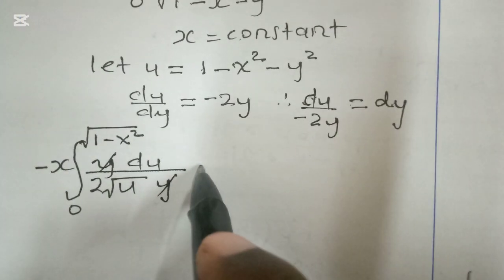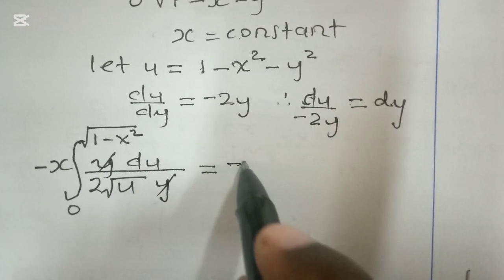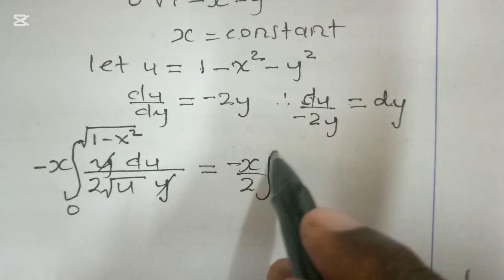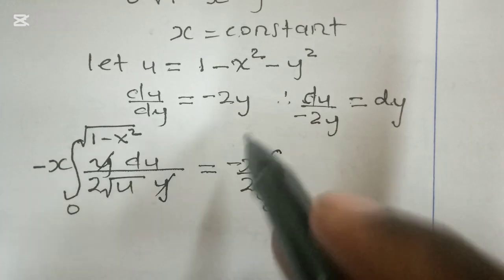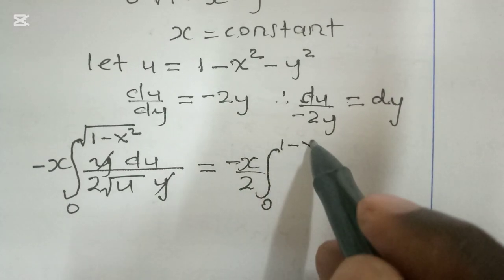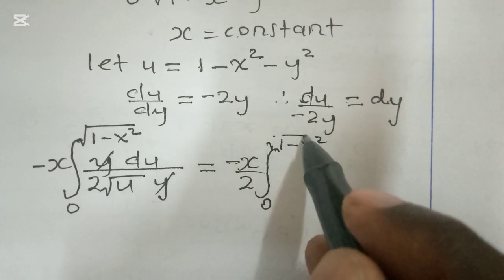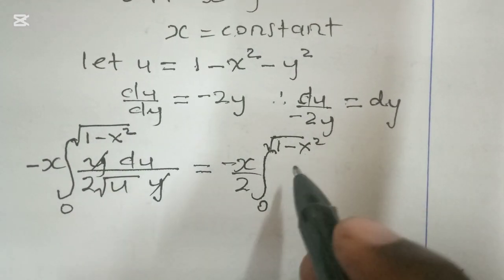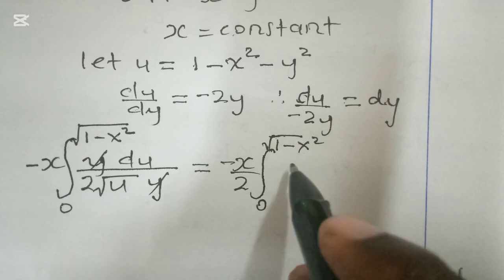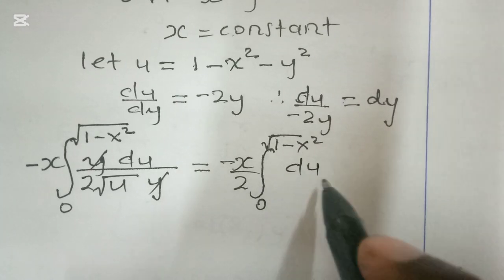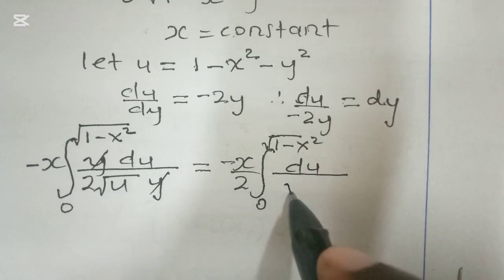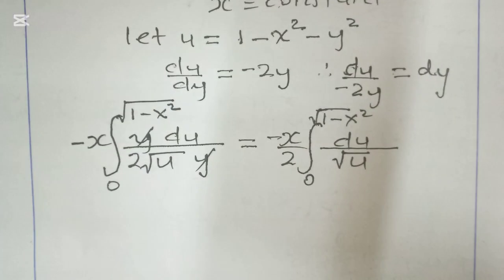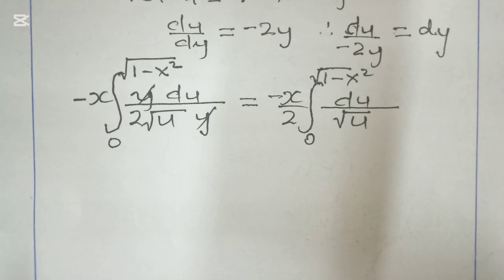And so guys, we are left with negative x over 2 integral from 0 to square root of 1 minus x squared, like that. Then here guys, we have du over square root of u. So guys, we integrate that.